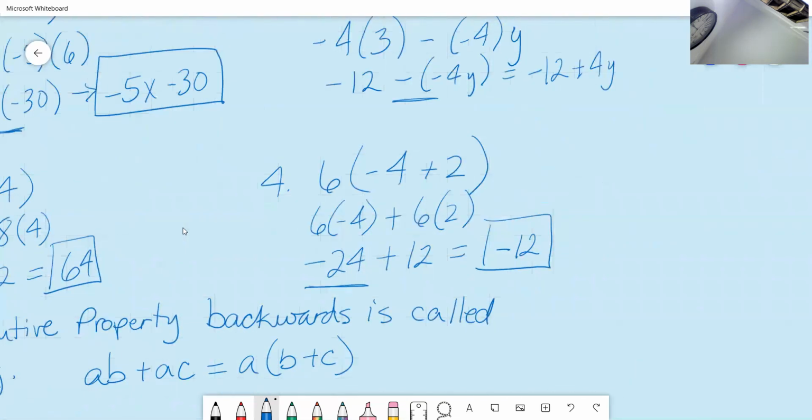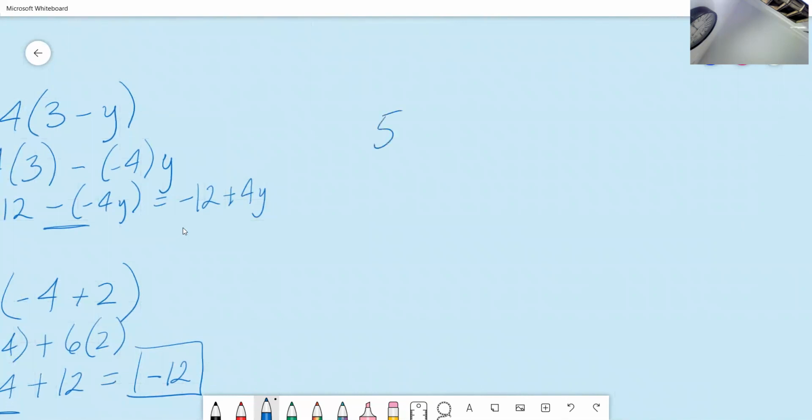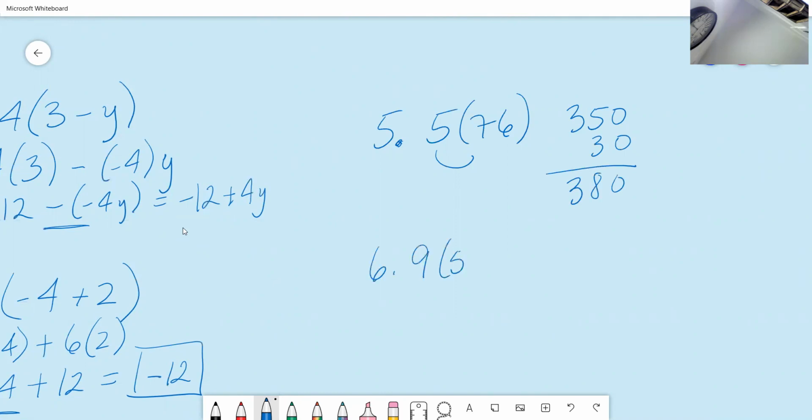Let me go ahead and do these to the side. Sorry, guys. This is number 5 of skill check 1. They give you 5 times 76. So you try to use the distributive property mentally to do this in your head. Like I just said, 5 times 70 is 350. 5 times 6 is 30. And so your answer is 380. And then number 6 was 9 times 58. You know that 9 times 5 is 45. So throw a 0 on there is 450. 9 times 8 is 72. And so you're left with 522.